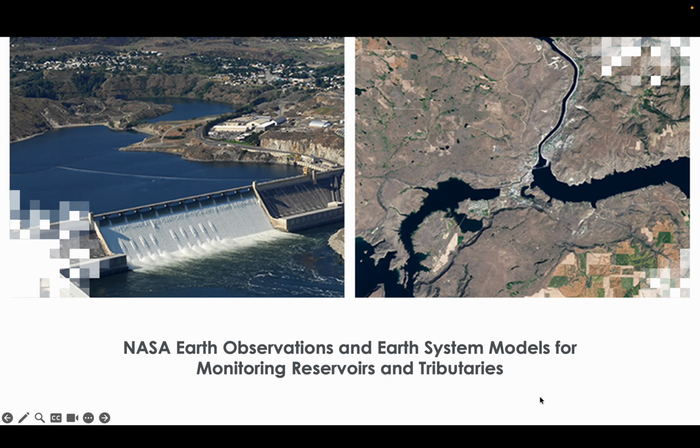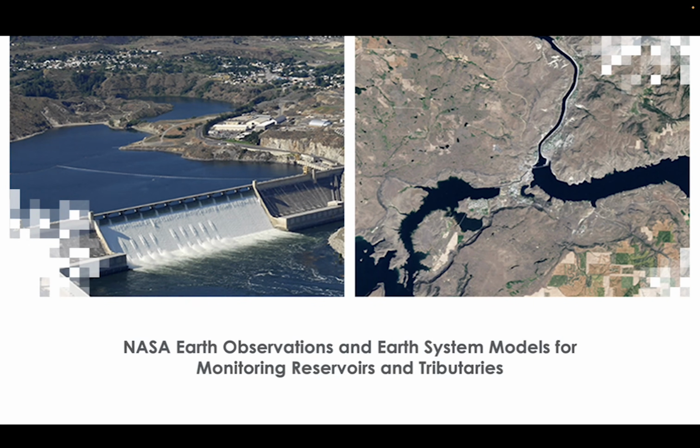So far, we talked about watershed parameters useful for reservoir management. Now, in the final section for today, we are going to talk about NASA Earth observations and Earth system models for monitoring reservoirs and tributaries. Now that we've covered how to monitor the water entering our basins through precipitation, soil moisture, and snowpack, we're going to shift our focus directly to the water bodies themselves.